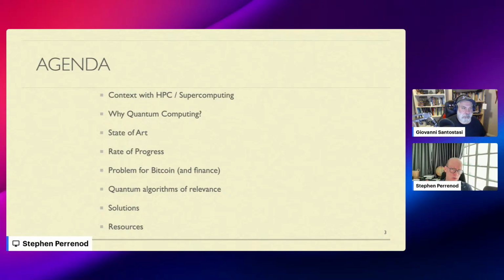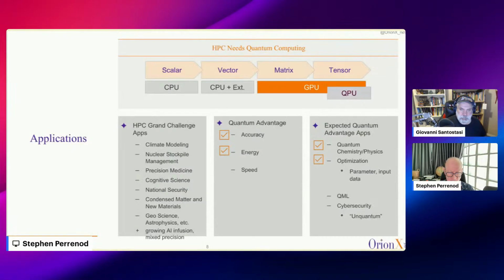And then why quantum computing? What can it do potentially for computing in general? The state of the art, the rate of progress, the problem for Bitcoin and finance in general, the quantum algorithms of relevance, there are 2 main ones, and then solutions and resources. And if you have comments or questions along the way, Giovanni, please jump in.